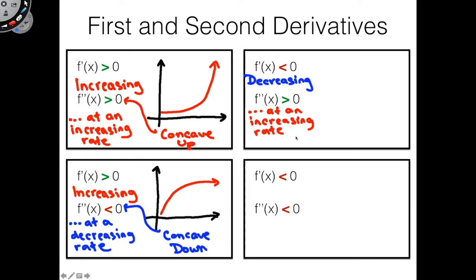This one is probably the hardest one to understand intuitively. These two are probably the hardest to understand intuitively because they don't make sense with what we think in real life. Decreasing at an increasing rate usually means it's decreasing even more. But in this case, what it actually means is that your rate of decrease is getting smaller, so your rate of decrease is getting less and less negative.